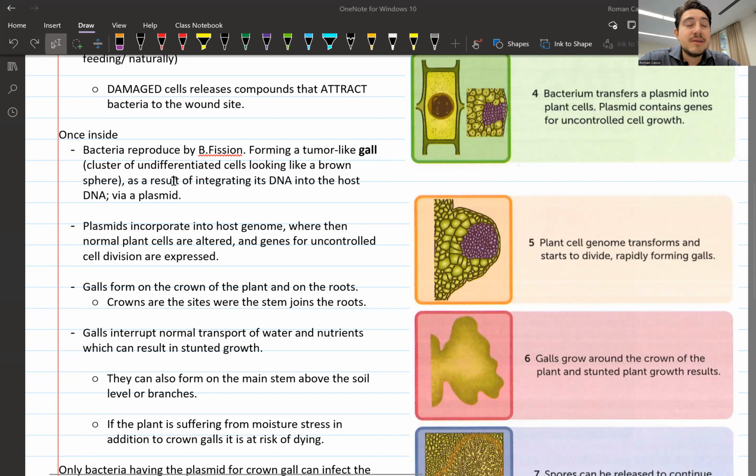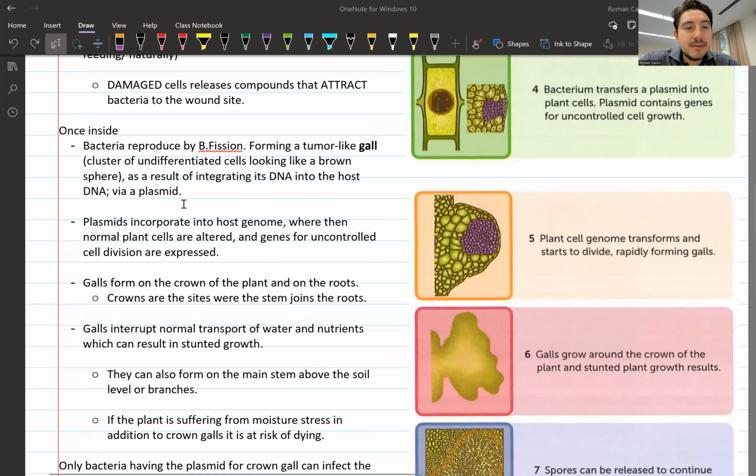bacteria itself. The bacteria infects the tissues and transmits its plasmid into the DNA of the plant cell, and it's the plant cells that begin to divide uncontrollably, right, to produce this tumor, this plant tumor, which is called a gall. All right, what is a gall? It's a cluster of undifferentiated cells, looking like a brown sphere, right?